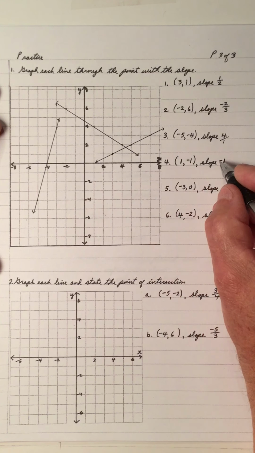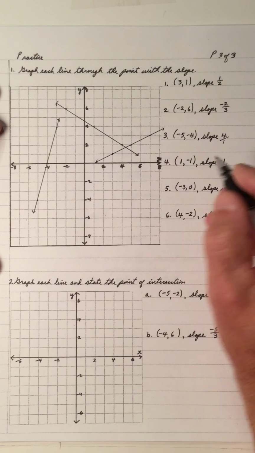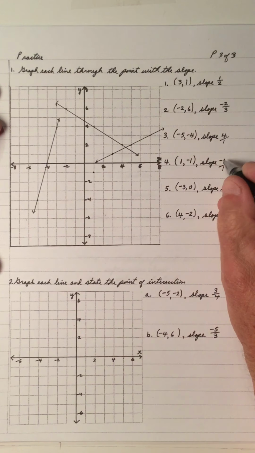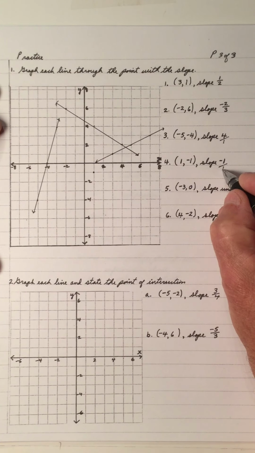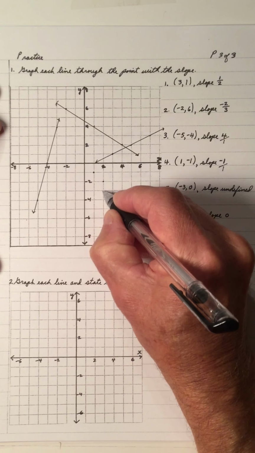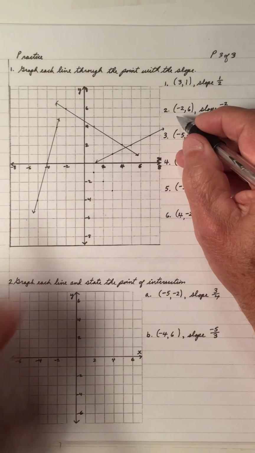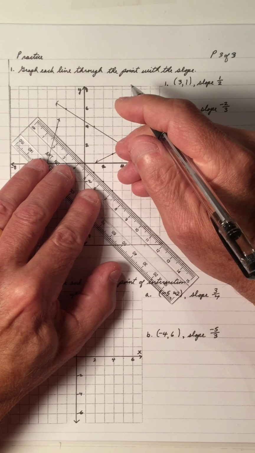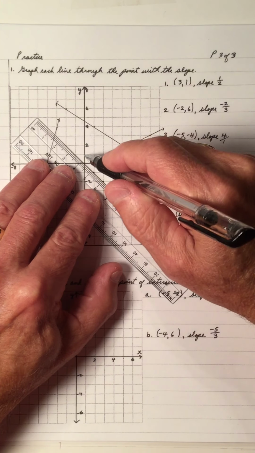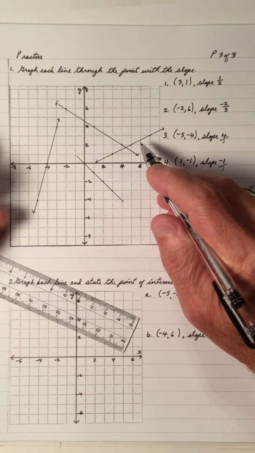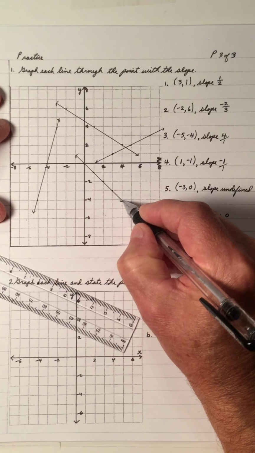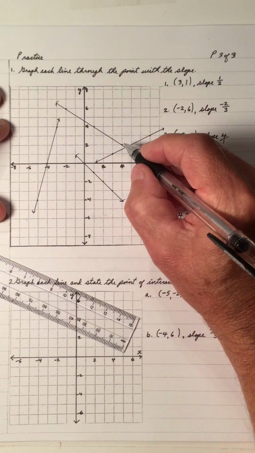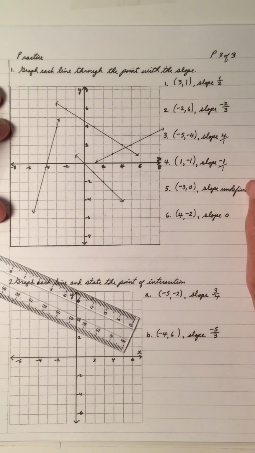And we have a point 1, -1 with a slope of -1, understood to be -1 over 1. So x is 1, y is -1 right there. And we're going down 1, right 1, down 1, right 1, down 1, right 1. So that's the line that passes through 1, -1 with a slope of -1. There it is. Again, check. This slope goes up to the left, and going up to the left is negative. If you go up to the right, you get a positive.